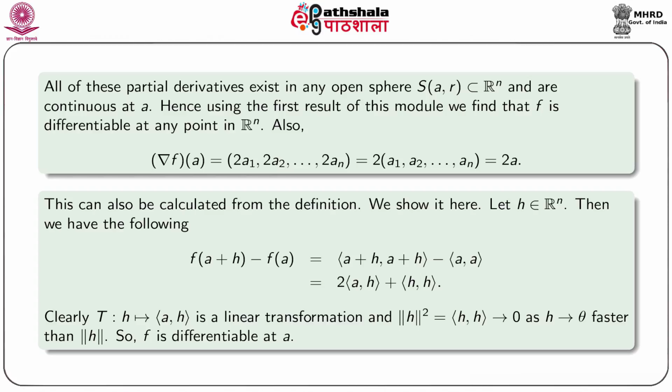Here, if we consider the map T from R n to R defined by, for any h in R n, h goes to inner product a h, it is a linear transformation, and moreover norm h square, that is inner product h h, goes to 0 as h tends to origin faster than norm h. As a result, f is differentiable at the point a.